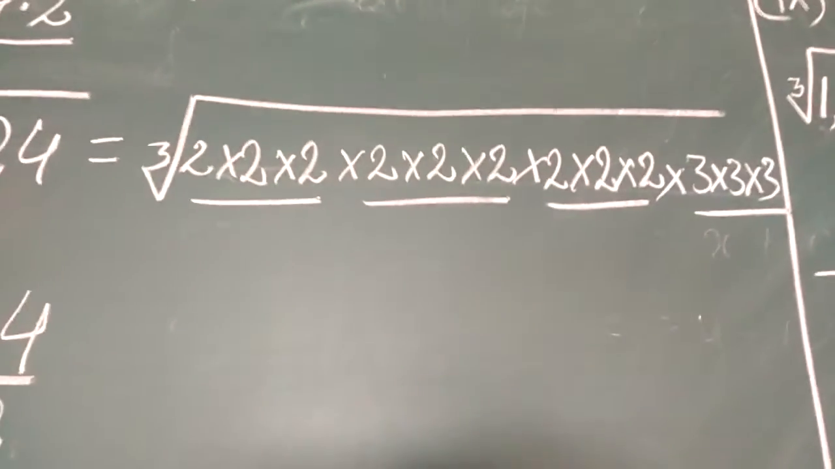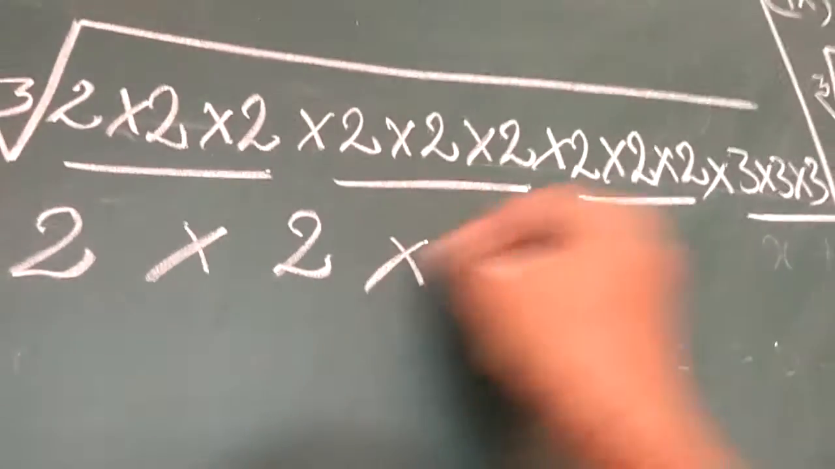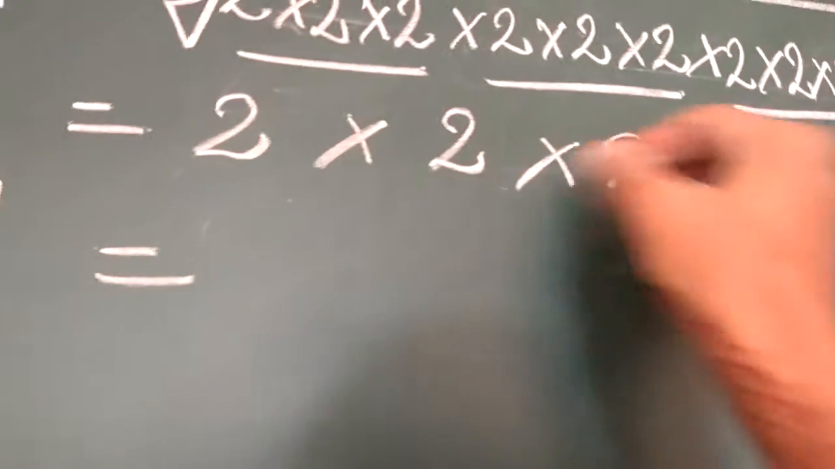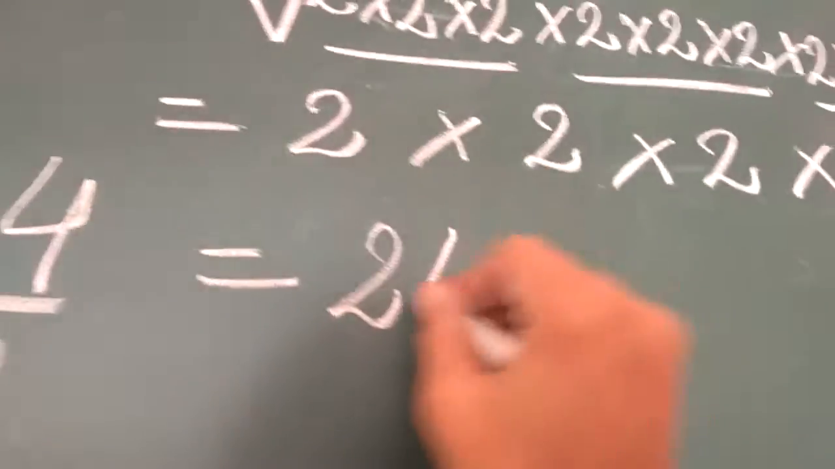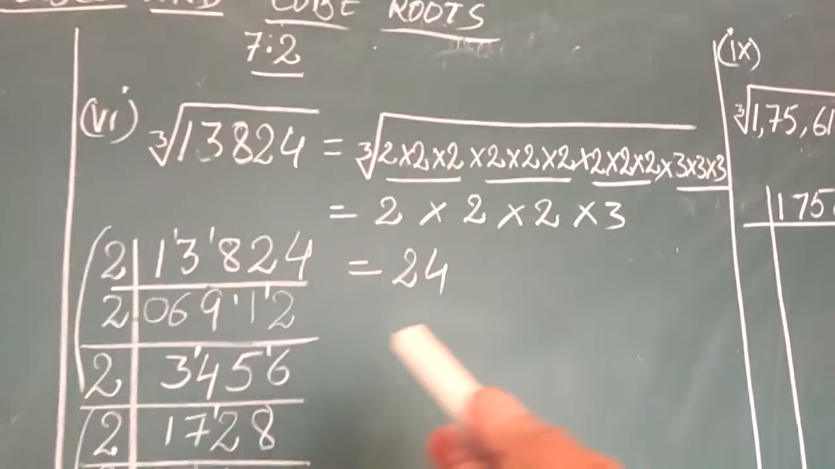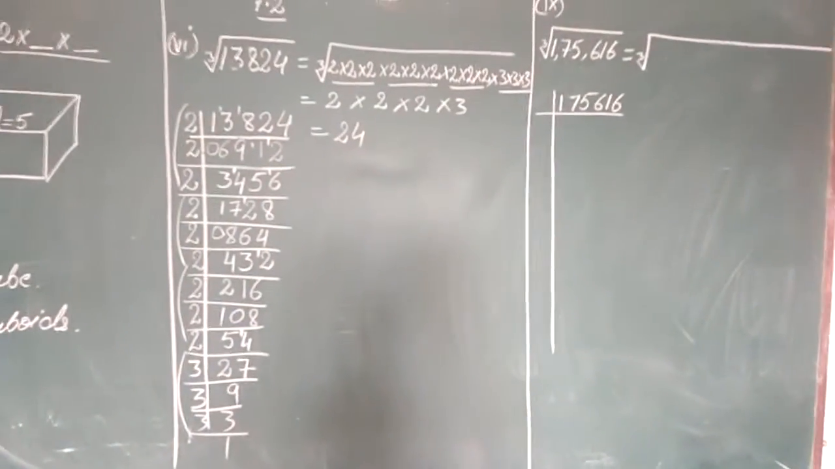Now dear students, from each group we'll take out a representative number, from first, from second, from third and from fourth. Now 2 2s are 4, 2 4s are 8, 3 8s are 24. That means the cube root of 13,824 is 24. So I hope it is clear to you.